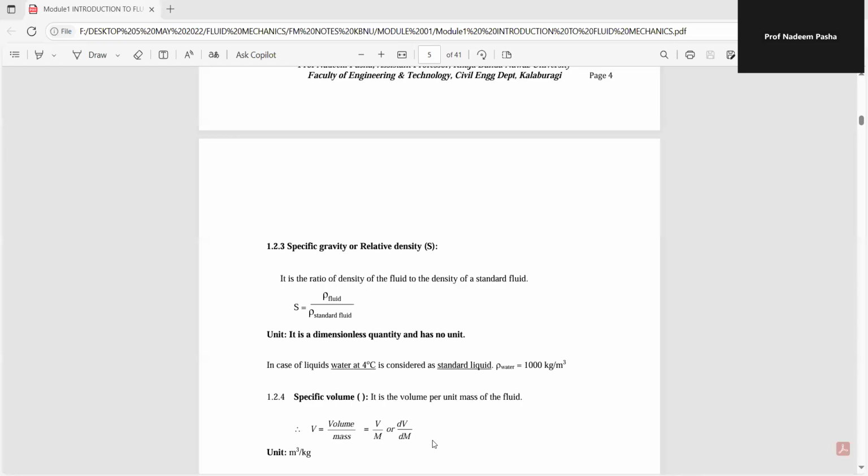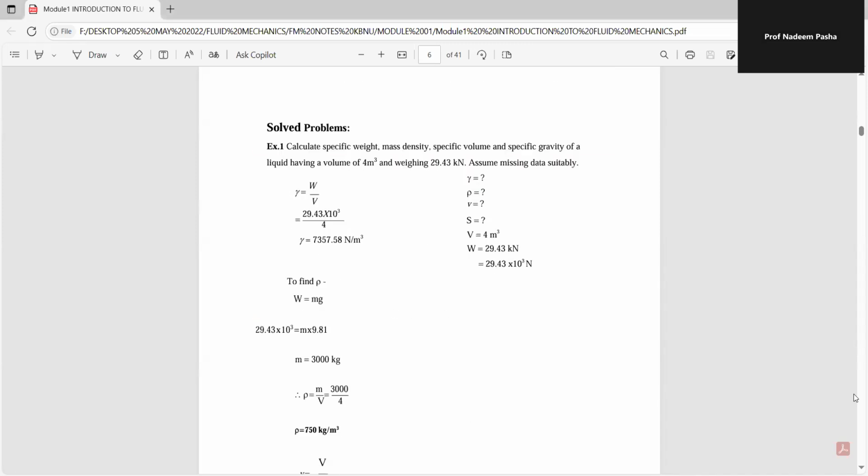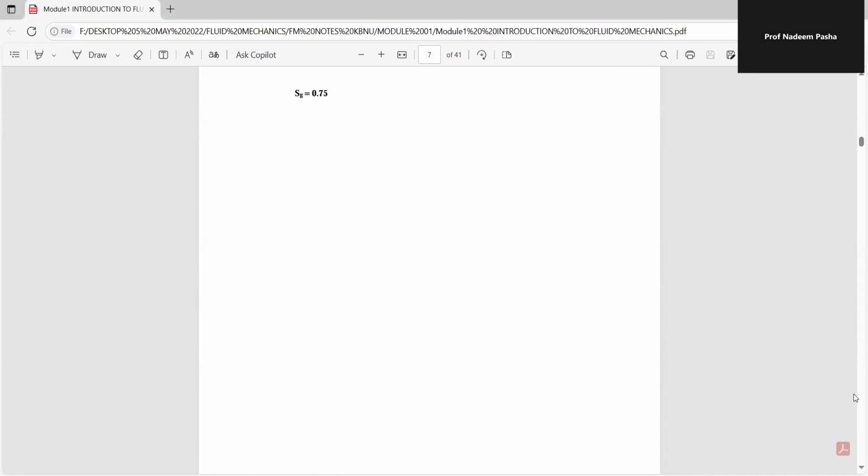So next we studied about specific gravity. So what was specific gravity? It is nothing but ratio of density of fluid to density of standard fluid. Standard fluid, we assume water to be standard fluid, whose density was 1000 kg per meter cube. Next, it is a dimensionless quantity. Specific volume is nothing but ratio of volume to mass. Its unit is meter cube per kg. After that, we solved some problems on this.